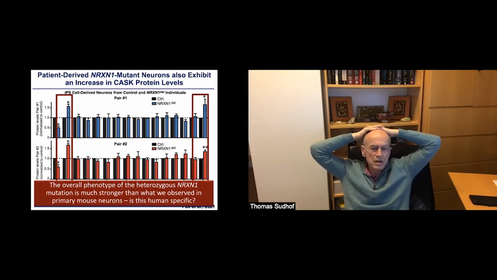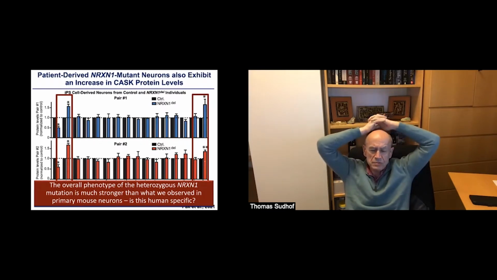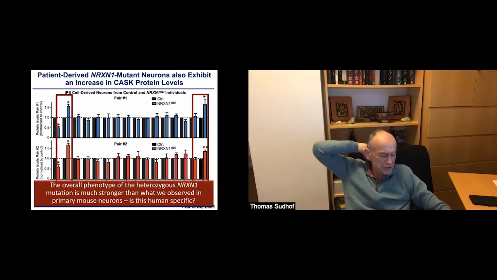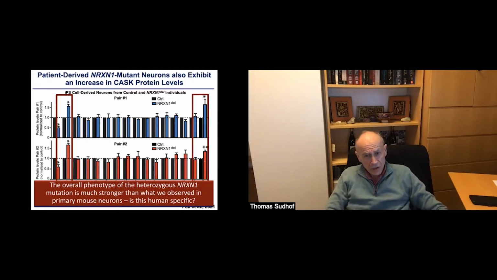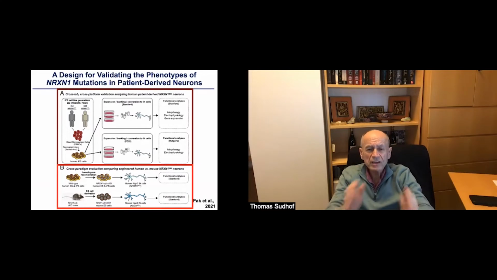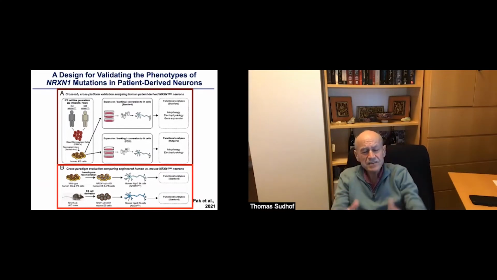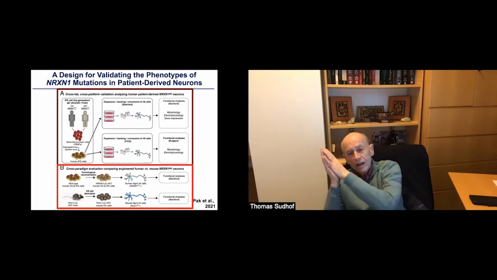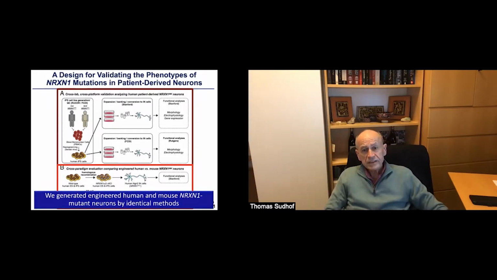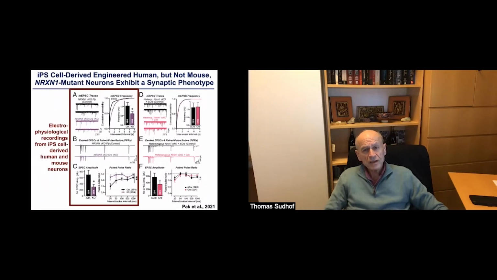So we wondered if this was really something that's human-specific. And this is particularly important because it's relevant for using mice as models. And so what we did in the second part of this project, as shown here in B, is that we analyzed in parallel identically generated mouse and human neurons with the identical mutation to test whether they would have the same phenotype.